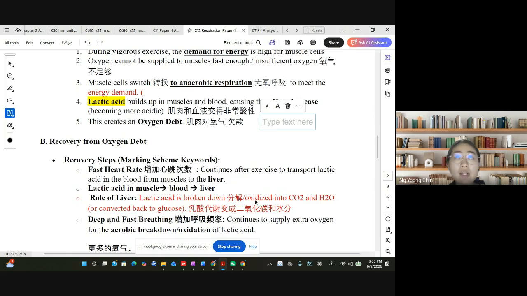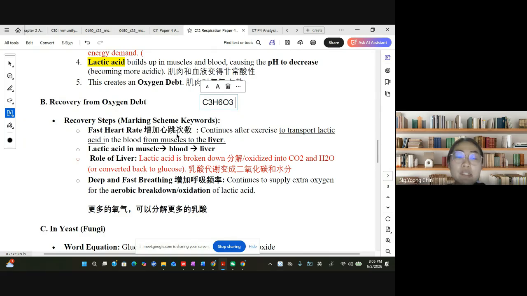And you still need to know how to write the equation for lactic acid, which is just half of the glucose. Glucose is C6H12O6. Lactic acid will be C3H6O3. So this is the equation for the lactic acid, just half of the glucose.